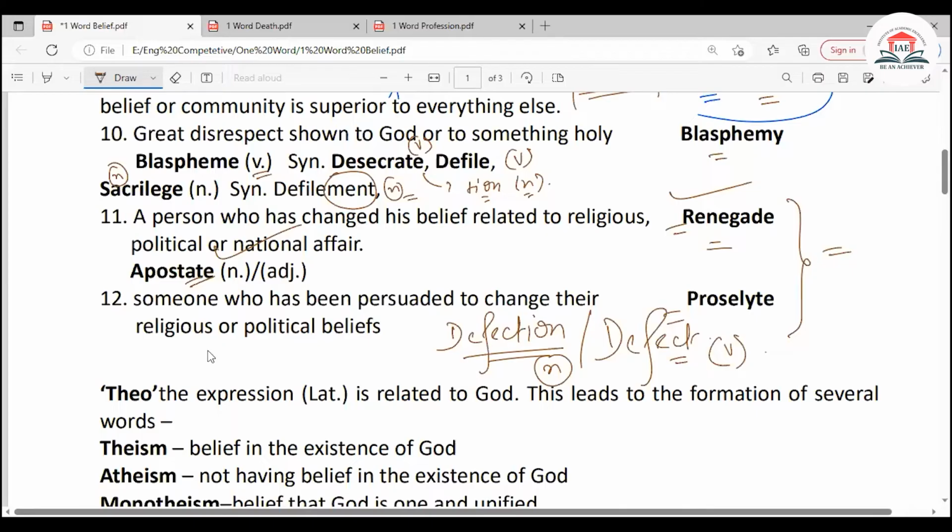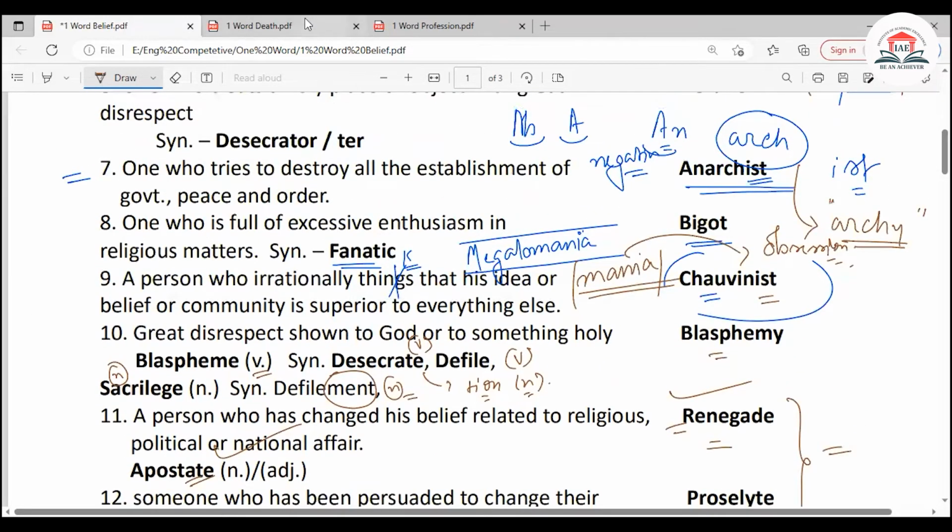Right? Like Kabir Suman. According to Hindus, he is a proselyte. He's a renegade. He's an apostate, right? Because he has changed his belief. So to us, he's a proselyte. Clear? But for the Muslims, for Islam, he is not. Right? Yes, sir. Okay. So it is clear to you. Next.